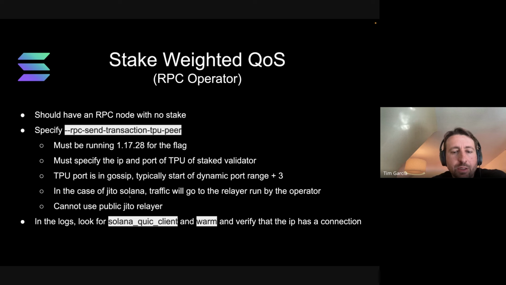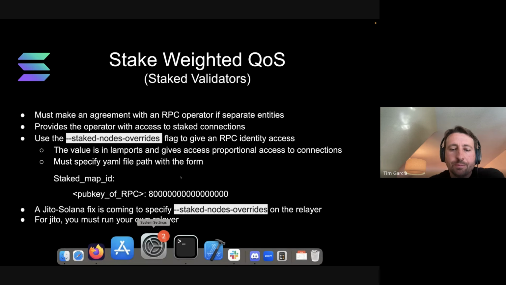Again, in the case of Jito Solana, traffic will go to the relayer run by the operator. So if you are trying to set this up with someone running Jito Solana that's using the public relayer, this just does not work. The public relayer is not going to give you priority access. So if you're working with a stake node, make sure they're running their own relayer and make sure they get the new flag when it lands, the stake node's override flag.